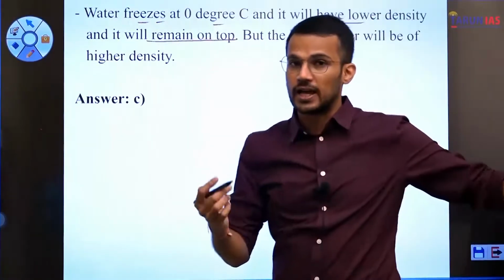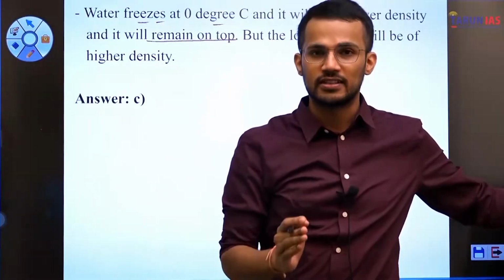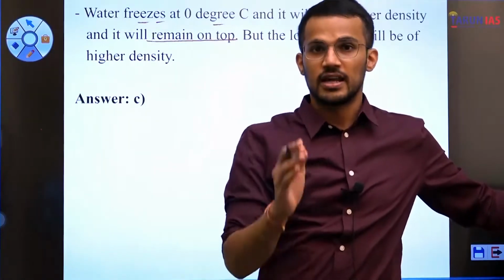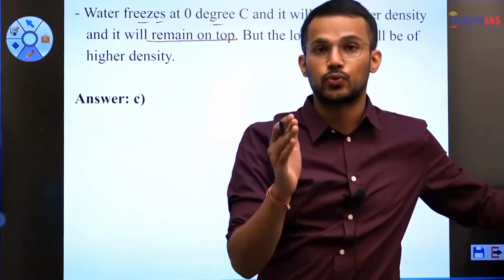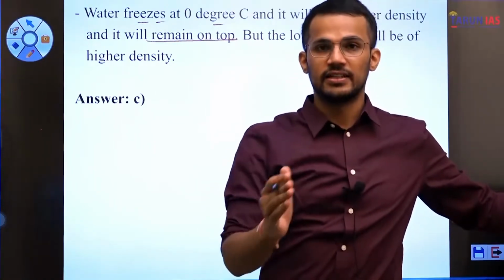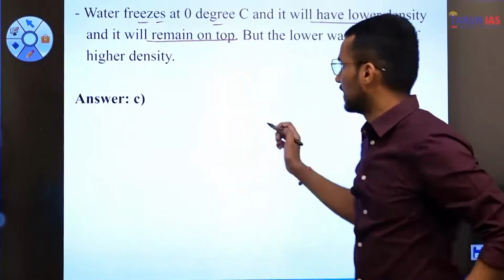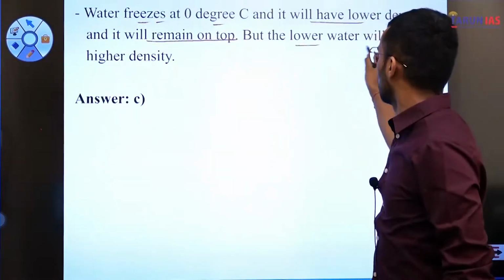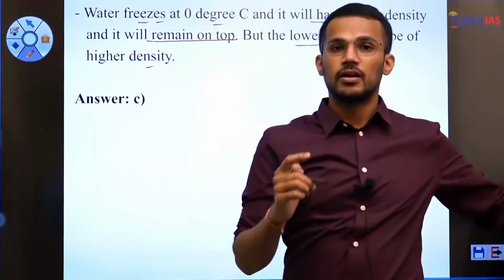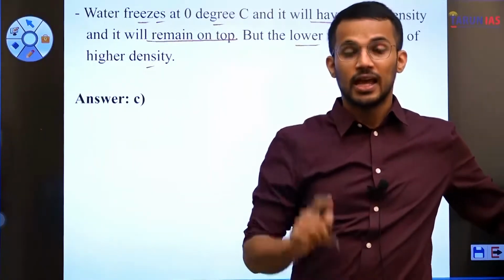As a result, though water has frozen at 0 degrees Celsius, its density will be lower compared to water at 4 degrees Celsius. Hence, the water which has frozen will remain on top because of its lower density compared to water at 4 degrees Celsius. And that's why the water at the bottom will remain in liquid state even if the surface water has frozen. And that is the phenomenon.